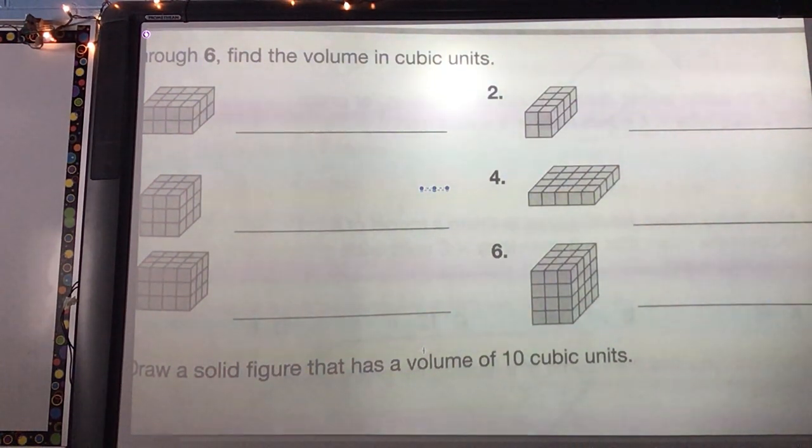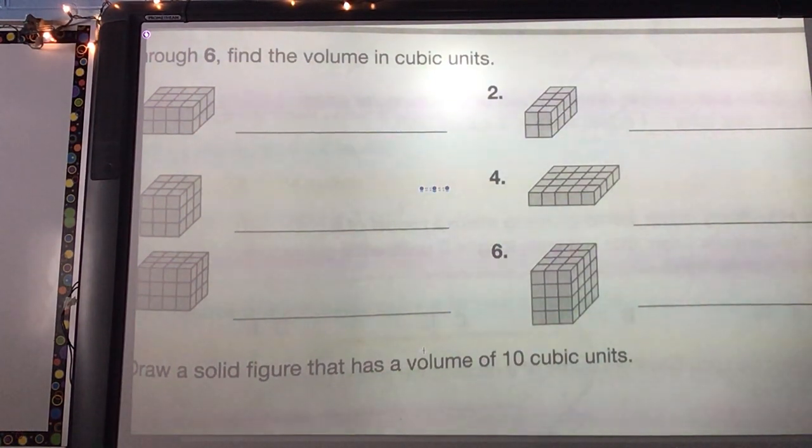Number 4 I think is simple in the fact that they give you one layer here. Okay? What is your volume for number 4? 20. Very nice.